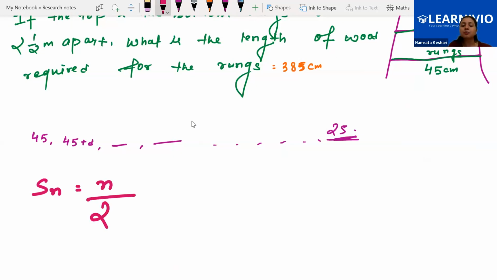We can use this formula n by 2, first term plus last term, because the first term and last term are known to us. The common difference we don't know, and even without knowing the common difference, we will be able to find the sum of all the terms of this AP. But the confusion is, what will be n over here? That is the main confusion.